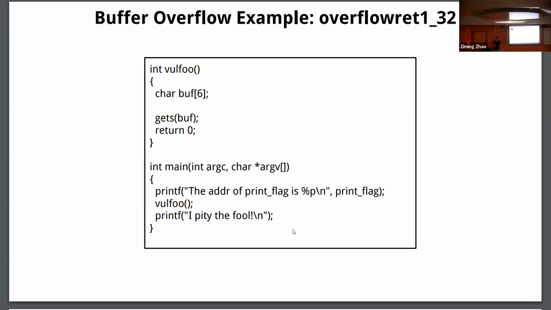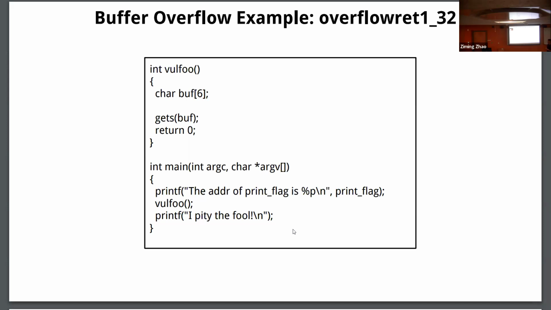So here is our slightly modified example code from overflow_local_1. This one is called overflow_return_1. We have a main function. The main function takes two arguments, but we're not really using them. At the beginning of the main function, we print out the address of print_flag. You can consider this a library function I already put there. As long as you call or execute this function, it will print out the flag for you.